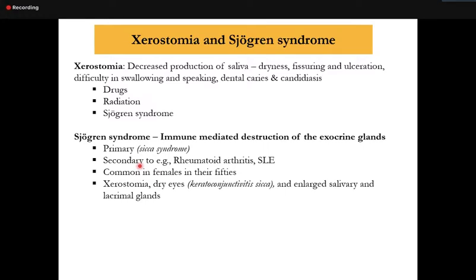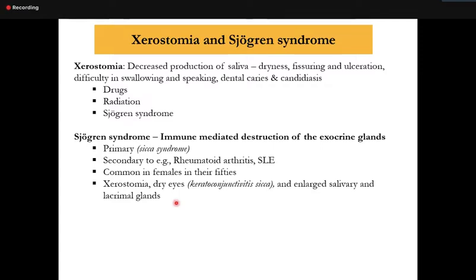But if it is primary, the symptoms are xerostomia, dry mouth, dry eyes, causing keratoconjunctivitis sicca. So kerato is cornea, conjunctivitis is the mucosal layer of the eye, sicca is dryness. So xerostomia and keratoconjunctivitis sicca, and enlarged salivary and lacrimal glands because of the inflammatory process. So these are the clinical features.